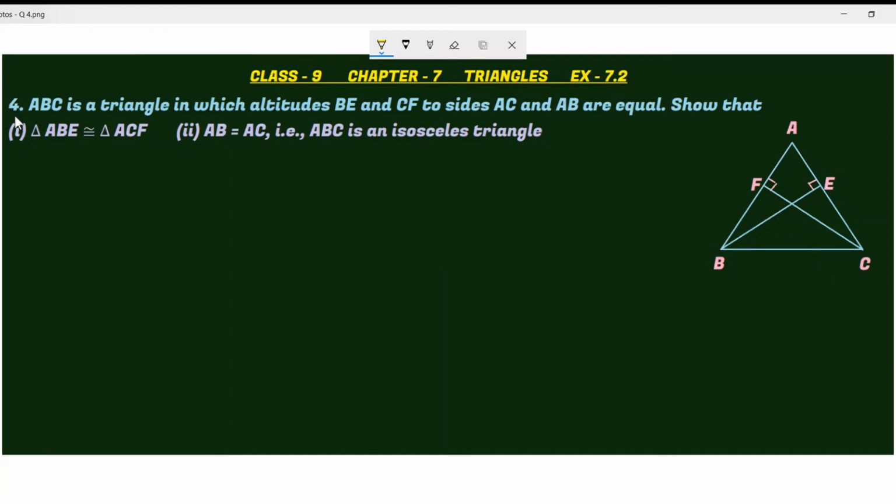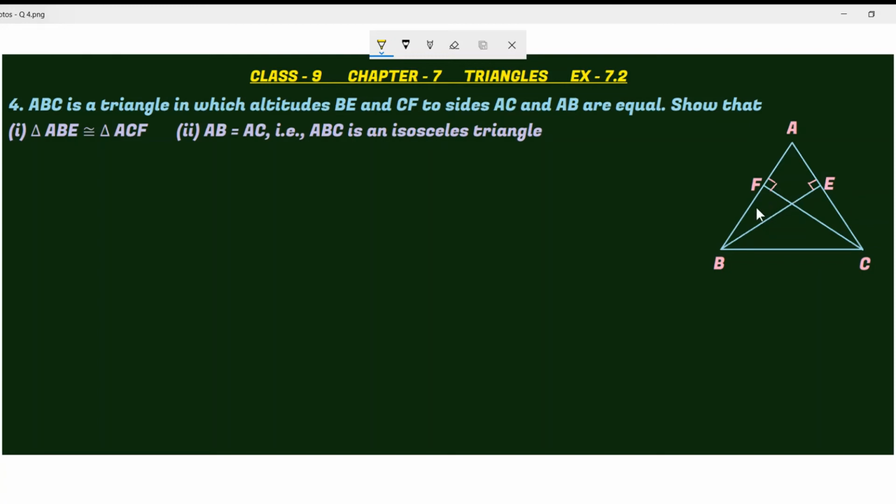Question number 4. ABC is a triangle in which altitudes BE and CF to sides AC and AB are equal. Show that triangle ABE is equivalent to triangle ACF. And next, AB is equivalent to AC. That is, ABC is an isosceles triangle. This is the figure given in the question. You can see this is the same figure which we have explained earlier in question 3.